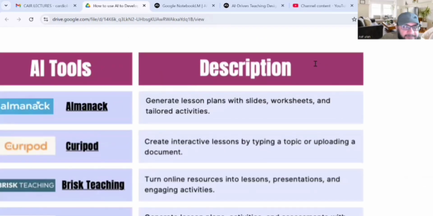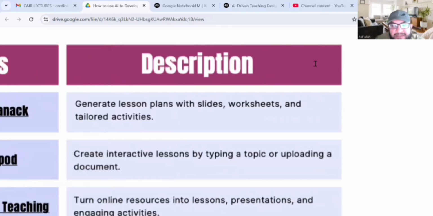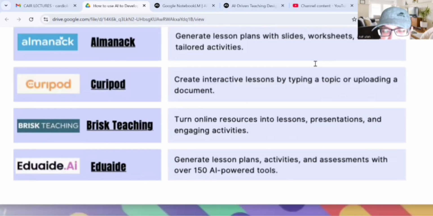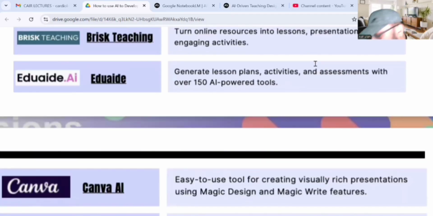AI tool Almanac generates lesson plans with slides, worksheets, and tailored activities. QuestionPod creates interactive lessons by typing a topic or uploading a document. In Brisk Teaching, there is turning of online resources into lessons, presentations, and engaging activities. In EduAid, there is generation of lesson plans, activities, and assessments with over 150 AI-powered tools.